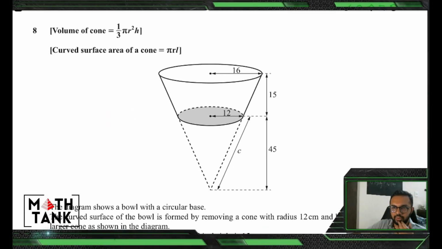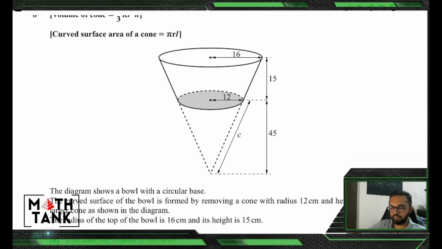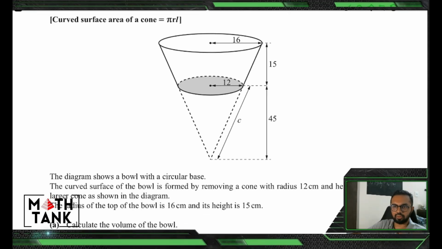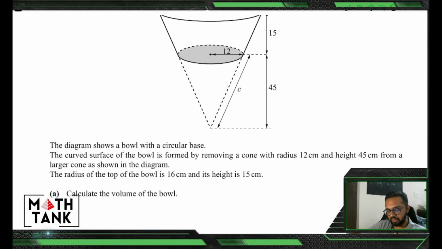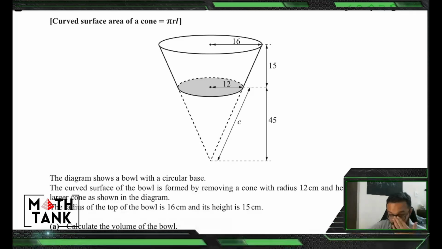This again shows a cone. You should focus on these questions because these are the shapes that haven't turned up in P1, so they're more likely to turn up in P2. Okay, the diagram shows a bowl with a circular base. The curved surface area of the bowl is formed by removing a cone with radius 12 and height 45 from a larger cone as shown in the diagram. The radius of the top of the bowl is 16 and its height is 15. Calculate the volume of the bowl.